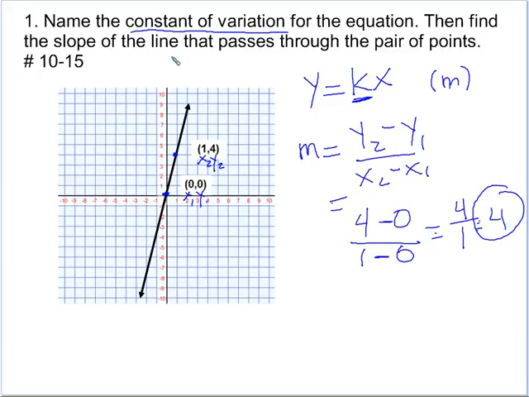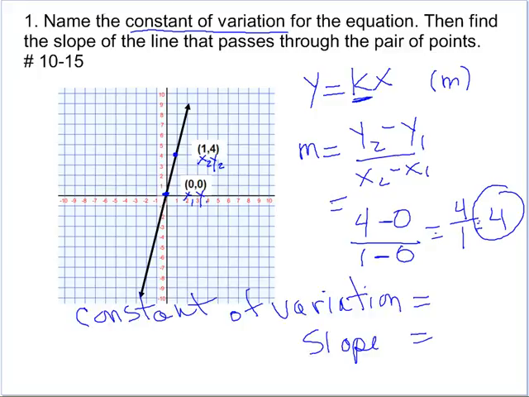Then find the slope of the line that passes through the pair of points. Well, the funny thing is that the constant of variation is 4, and the slope is 4. Why? Well, the constant of variation is the slope. We just call it a different thing when it's in a direct variation equation.